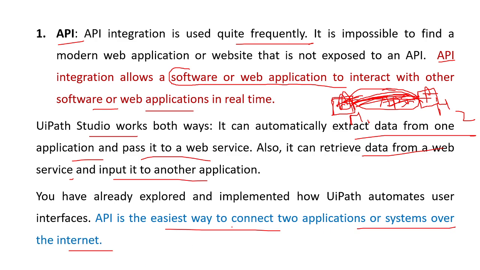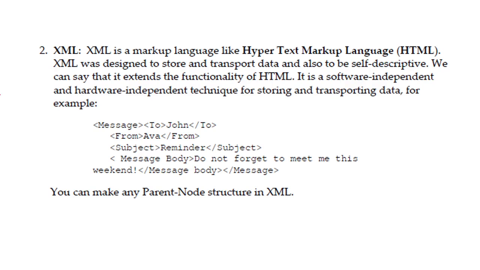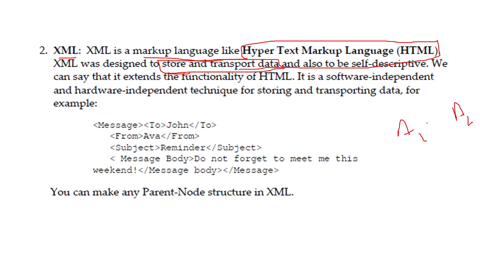Clear? So then what they did, people came up with a mechanism called XML, which stands for Extensible Markup Language, which is based on Hypertext Markup Language. The main aim of XML is to store and transport data, it seems, from one machine to another machine, or from one application to another application. Clear?